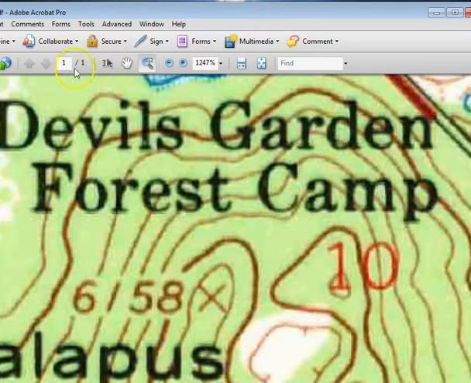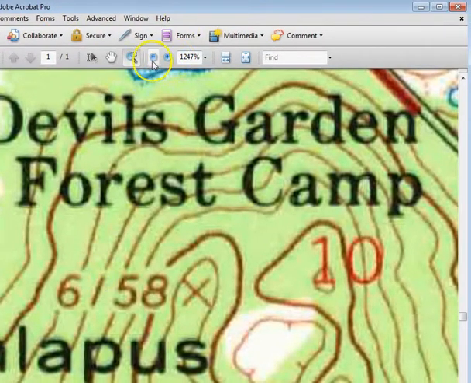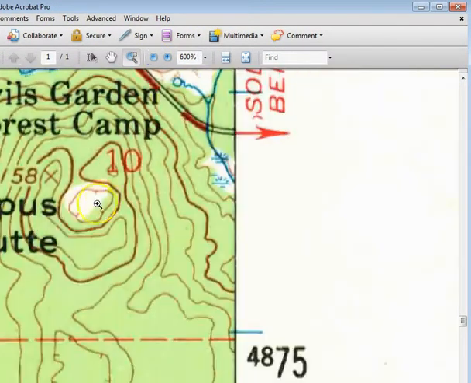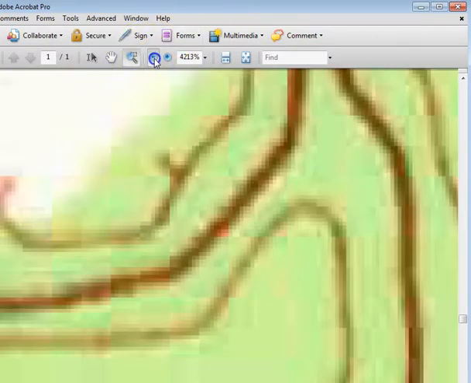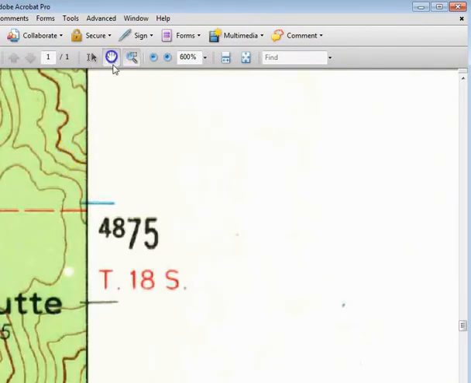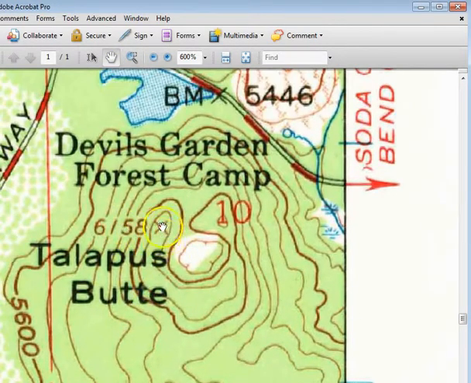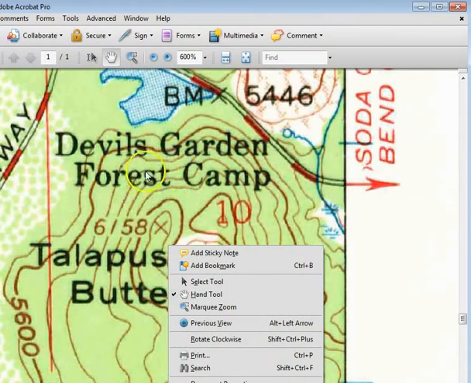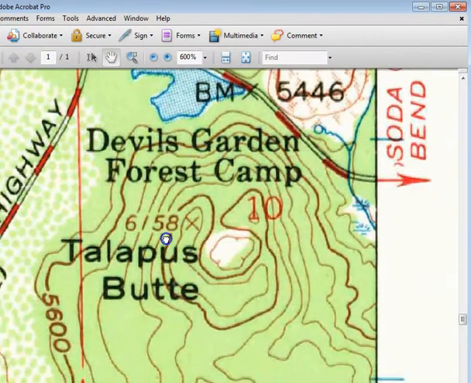Okay. So we can work on that. Oh, that's really fuzzy. Can you read that? It's a spot elevation. So somebody has surveyed in that spot, and that is the elevation for that X. Okay, 6158. No, it would have BM. It would have the letters B and M and an X to be a benchmark.